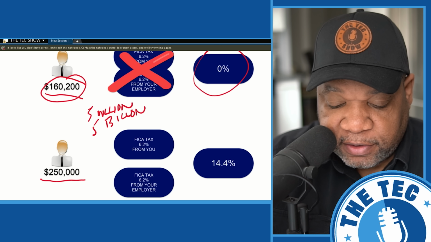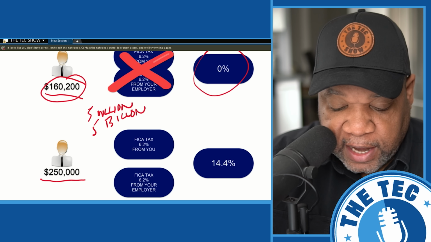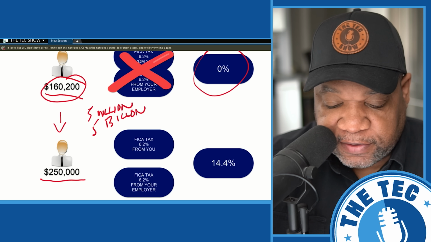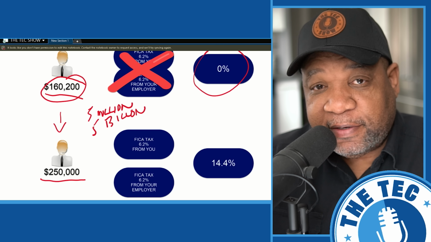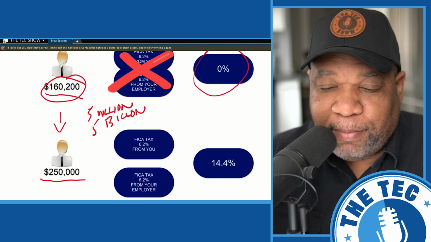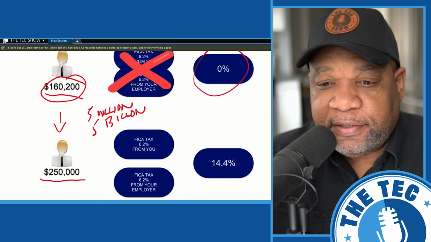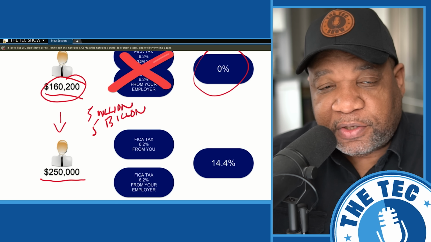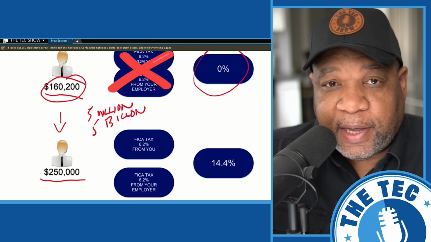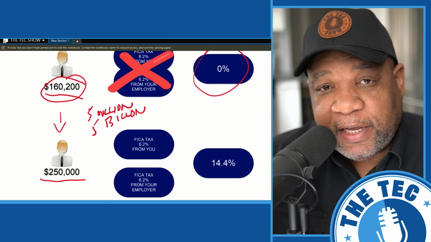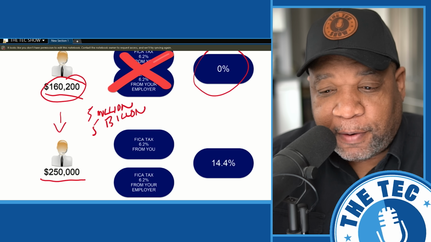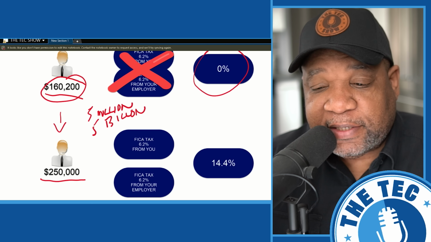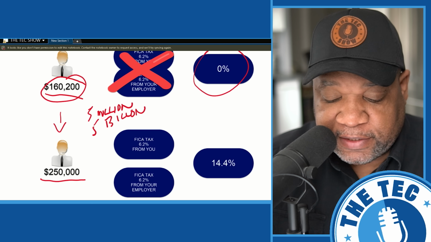So between $160,200 and $250,000, you still would not pay into the FICA tax. The main reason for this is he doesn't want to just go from 160,000 all the way up, so that now everyone is paying. He still wants to have that gap for, I guess you can consider the middle class, depending on where you live in the country.